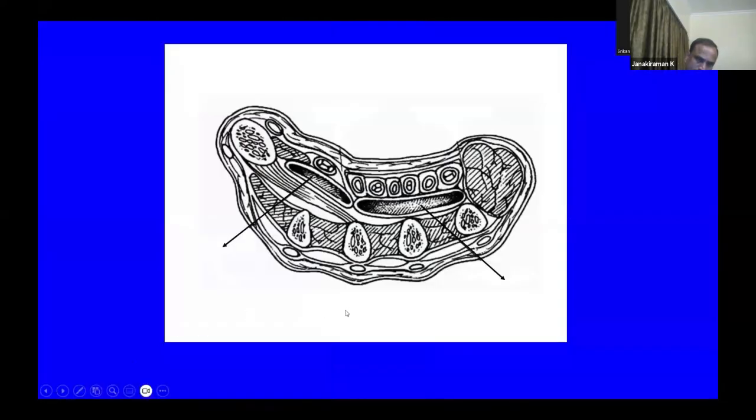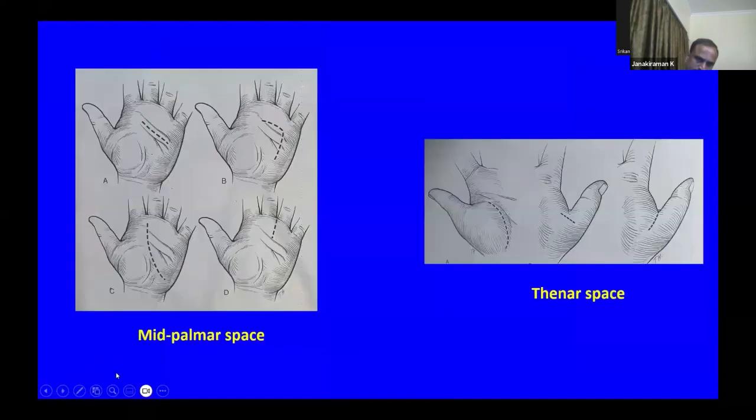Now, this is a cross-section that tells us what is the mid-palmar space, deep to all the flexor tendons, and the thenar space, and a single incision can be used to drain both of them. Now, these are deep space infections, and here there is a role of ultrasound for the diagnosis.